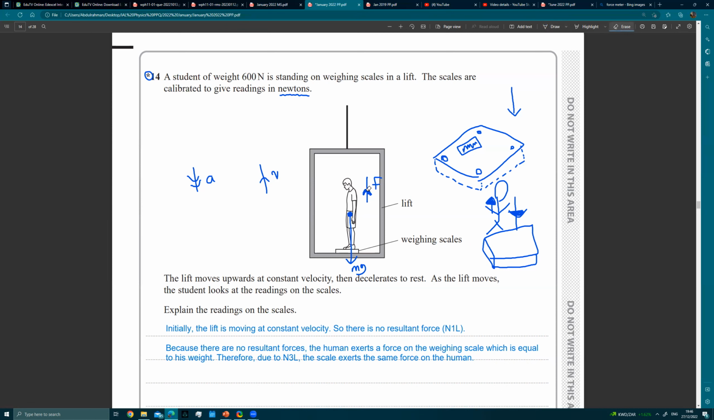Or in this case it's decelerating. So if it's decelerating, what's happening? There's a force downwards acting on the human, correct? So far, so good. So now there's mg downwards and also the force from the deceleration pushing him down because the lift's decelerating. Does that make sense?